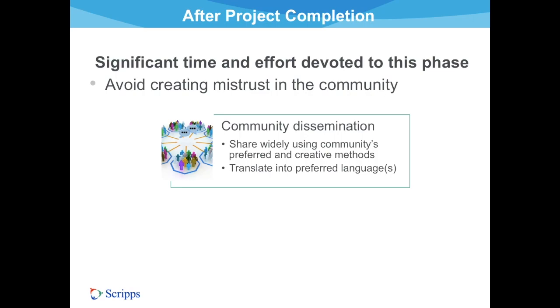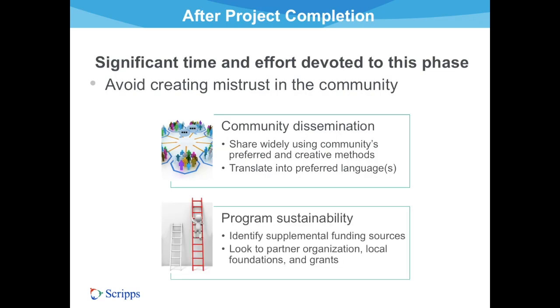Effective dissemination strategies lead to increased publicity and visibility, which in turn may also lead to additional funding from unexpected sources. Program sustainability. It is important to discuss program sustainability throughout the project period. Develop a plan to identify supplemental funding sources to further the program after the initial funding period ends. This funding may come from the partner organization, a local foundation, or from an additional grant.